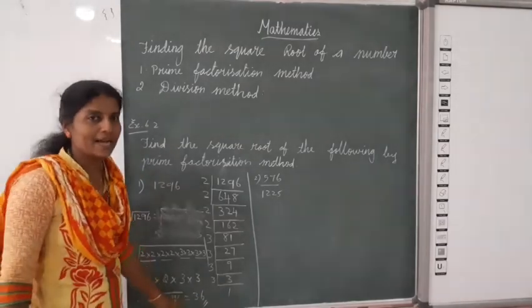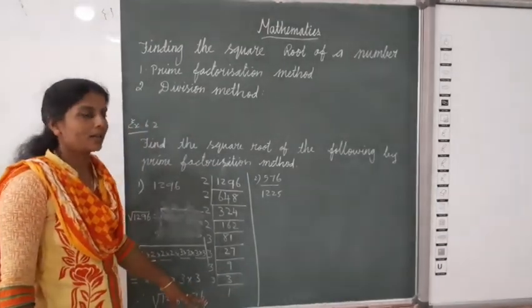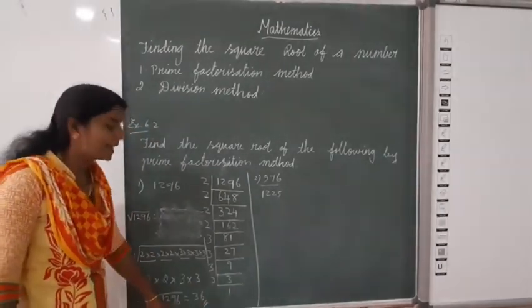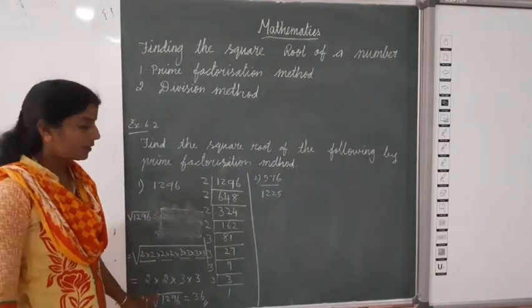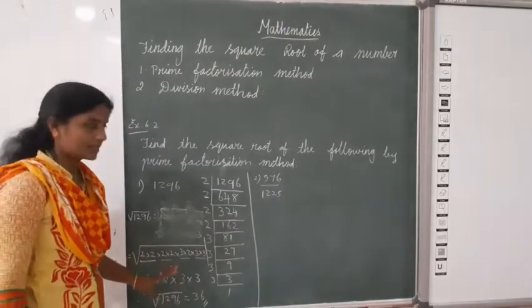Now we can check whether this answer is correct or wrong. How can you check? 36 into 36. You can multiply, you will get 1296. This is the square root value of 1296.